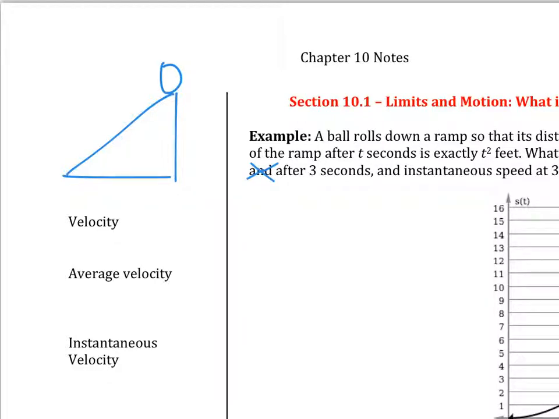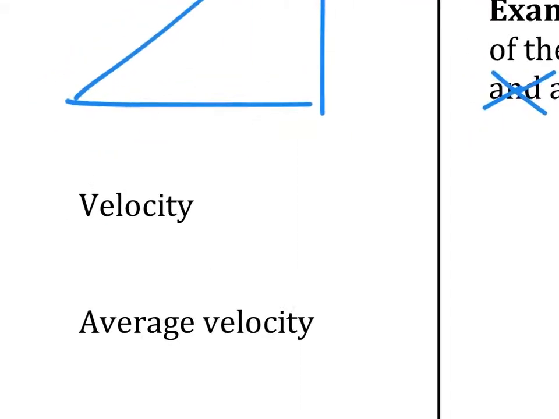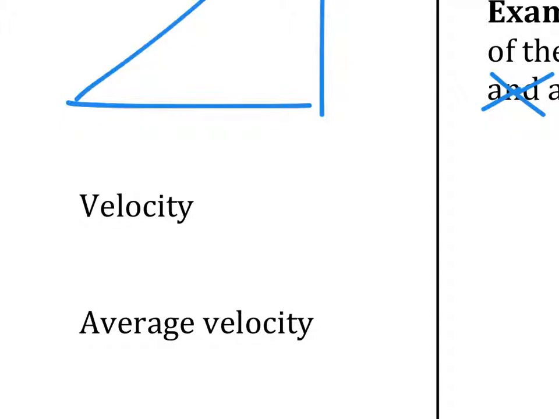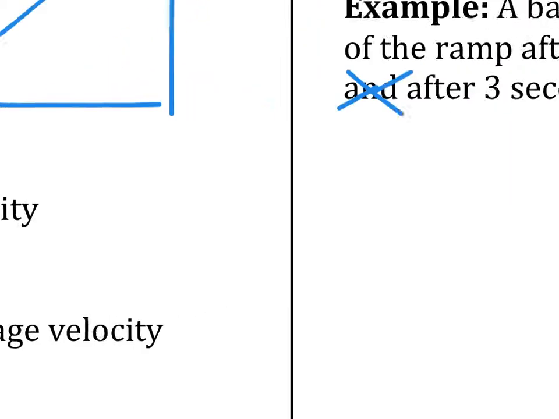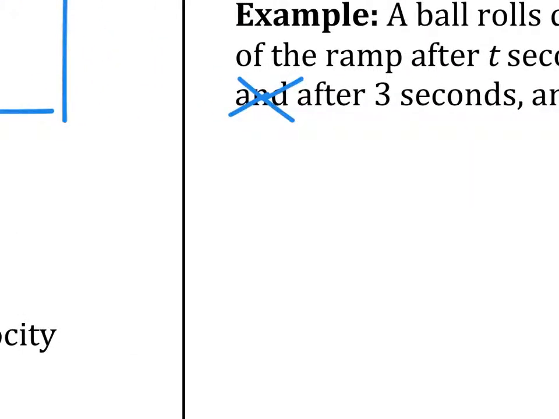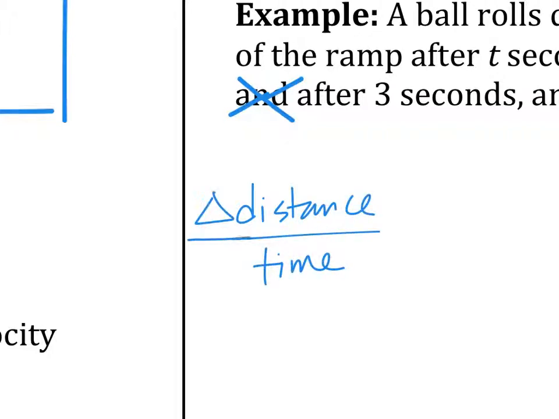Let's talk about speed or velocity. They're not actually the same thing, but for now, let's just say they're very similar. What is speed? Yes, distance over time. Very good. However, it is the change in distance over change in time. So distance over time, but not quite.